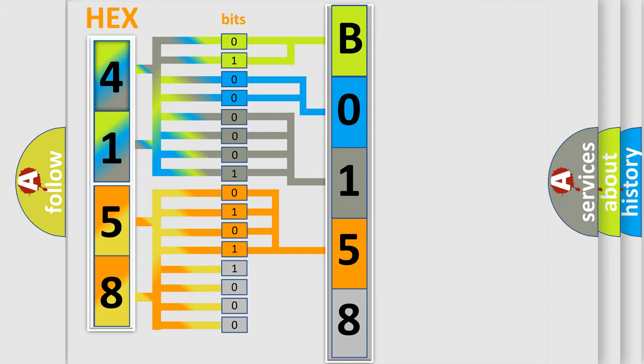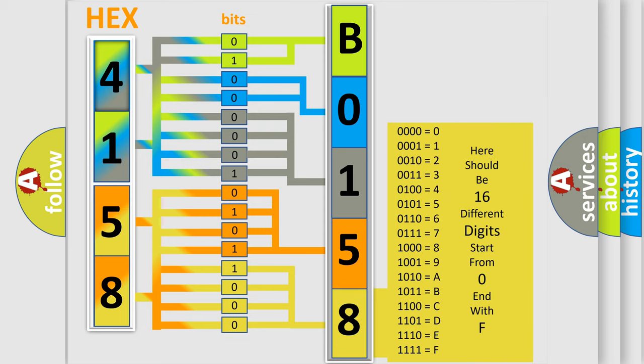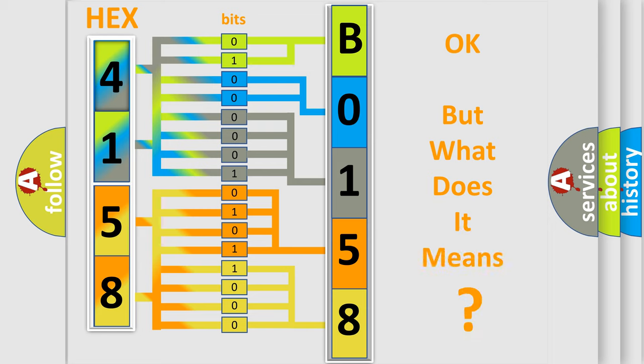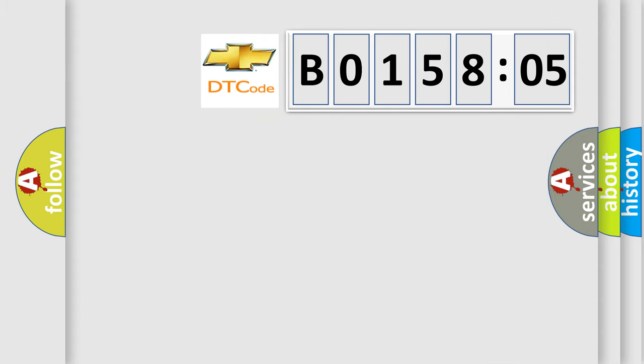A single byte conceals 256 possible combinations. We now know in what way the diagnostic tool translates the received information into a more comprehensible format. The number itself does not make sense to us if we cannot assign information about it to what it actually expresses. So, what does the diagnostic trouble code B0158-05 interpret specifically for Chevrolet car manufacturers?